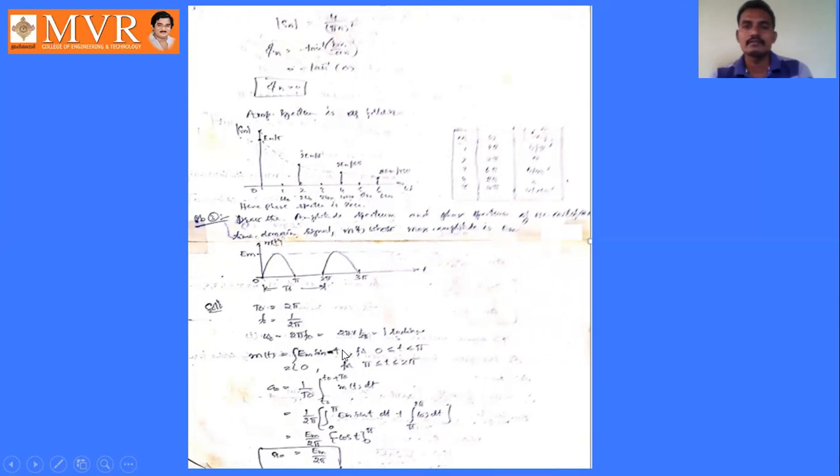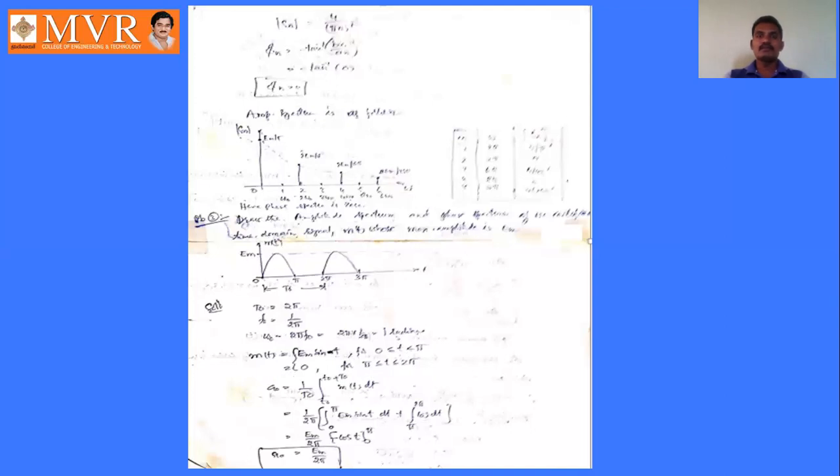First of all we have to write the mathematical expressions from the given diagram, and only then can we do the problem. For any problem, any waveform, any diagram, we have to write the basic mathematical expression first. So m of t equals Em sin t for 0 less than or equal to t less than or equal to pi. Similarly, its value is 0 for pi less than or equal to t less than or equal to 2 pi. After that, what is the next step?